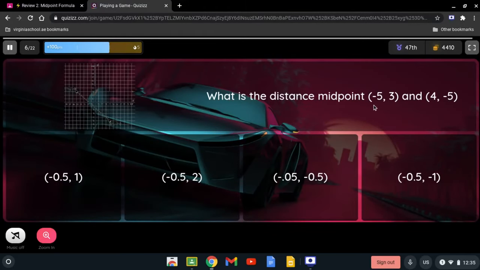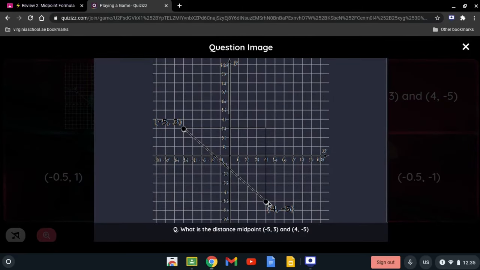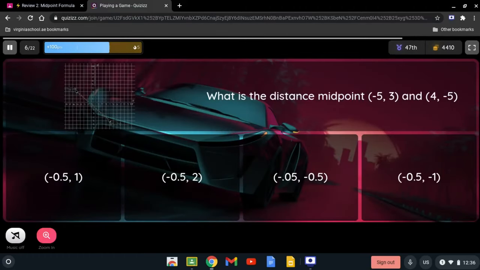What is the midpoint? We have negative 5, 3 and 4, negative 5. So as you can see here, here are the two lines, sorry, and the endpoints. And what we want to do is find the midpoint. Now, if you have a graph, you can do that by just counting what is in between them. And you can also use the midpoint formula. So let's just use the midpoint formula just to make sure. So we're going to replace x1 with negative 5. So we're going to write down negative 5 plus x2, which is 4. So negative 5 plus 4 is negative 1. And negative 1 divided by 2 is negative 0.5.